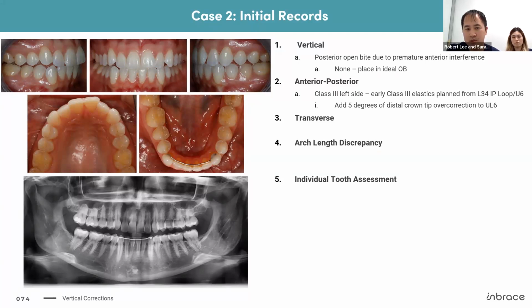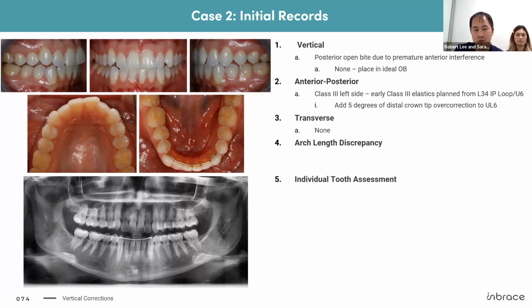Usually with a premature anterior interference, there's 3 things that I'm looking at. It's whether I need to do some class 3 elastics, add some torque to the upper incisors, and do some IPR on the lower incisors. So in this case, I'm going to do some class 3 elastics on the left side. That should help with the midline as well. I planned on running it from the IP loop between the lower 3-4 to the upper 6s, particularly on the left side. So I just added some distal crown tip to the upper left 6.